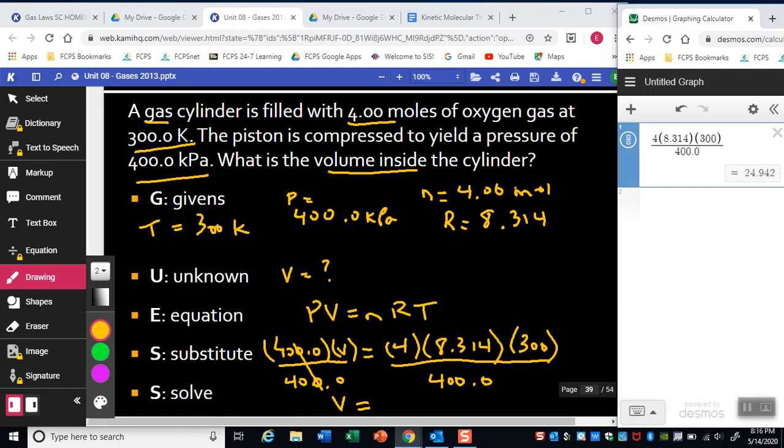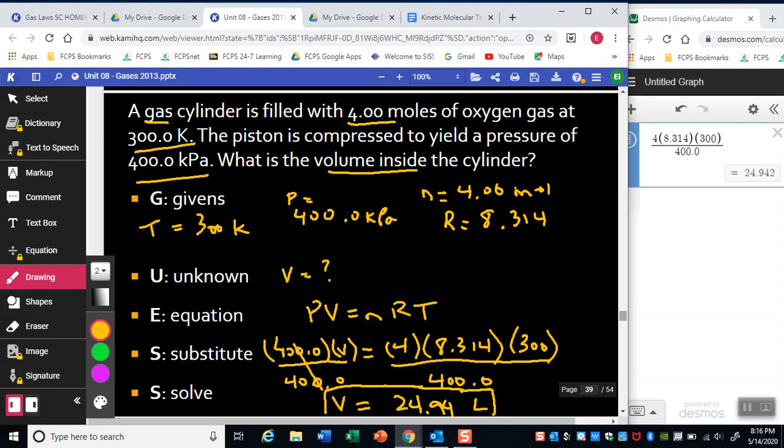And let's see, for the volume, 24.9. I might go ahead and do the 9-4 and then have 4 significant digits. Oh, and I forgot my unit, volume. That's got to be liters, right? Got to be liters. Okay, very good. Yay, yay us.